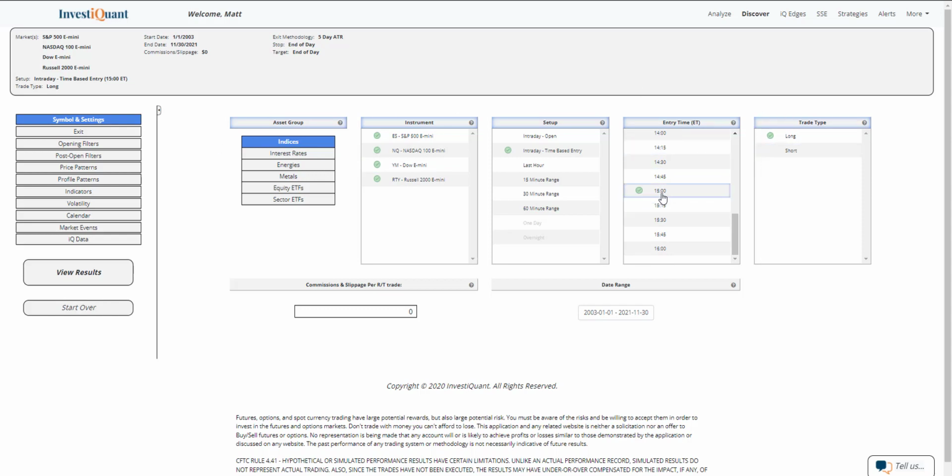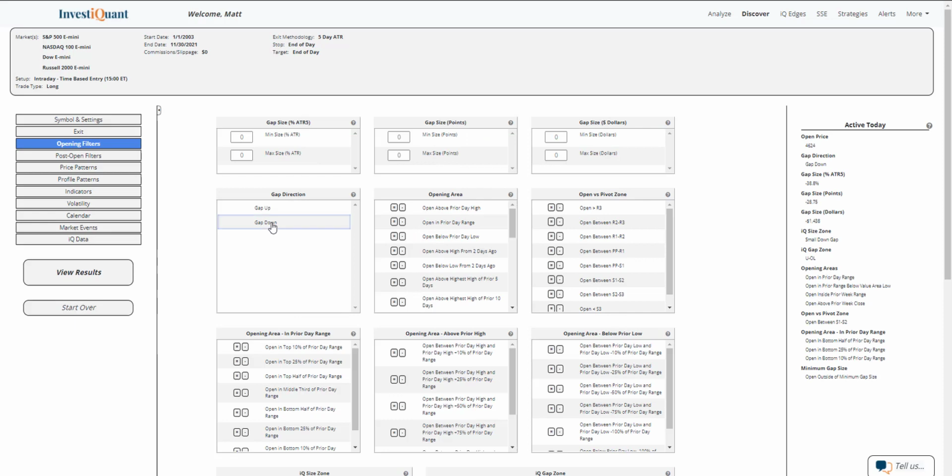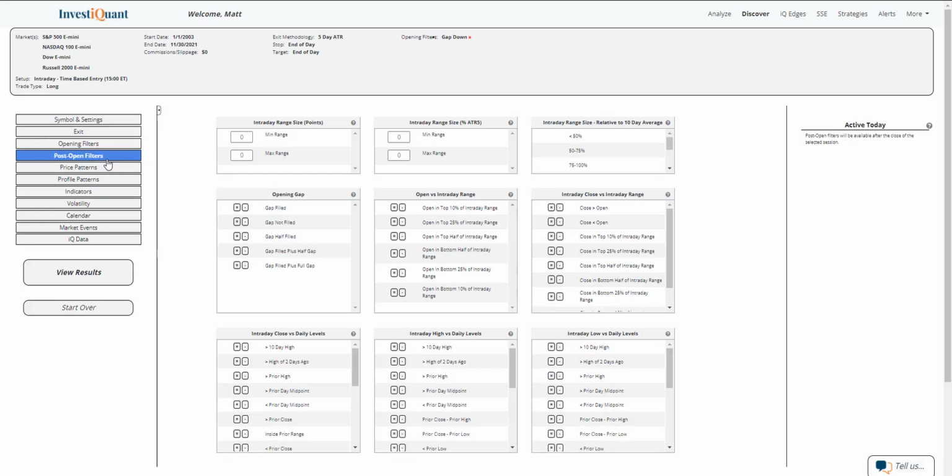So I'm going to go here with a 3 o'clock entry set up as a long. I'm going to go ahead and add the opening filter, which was gap down. In the post-open filters library, I'm going to say that we are trading below the prior session close. So to do that, intraday close versus daily levels, I'm going to go down just a little bit, and hit equals next to below prior close. There we go. So this would mean the 3 o'clock price, that's the time of entry I've got set here, is below yesterday's closing price. That looks pretty likely at this point.